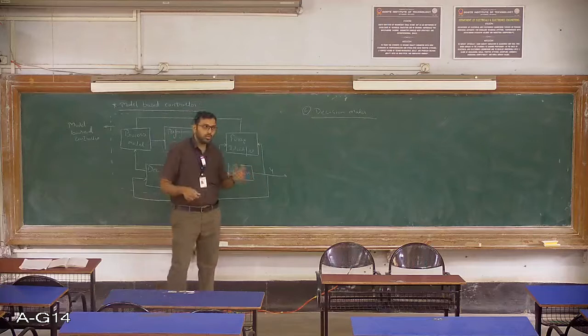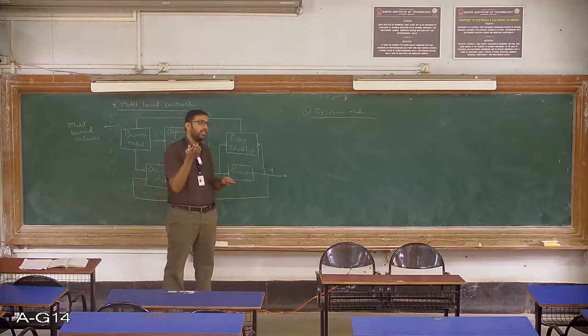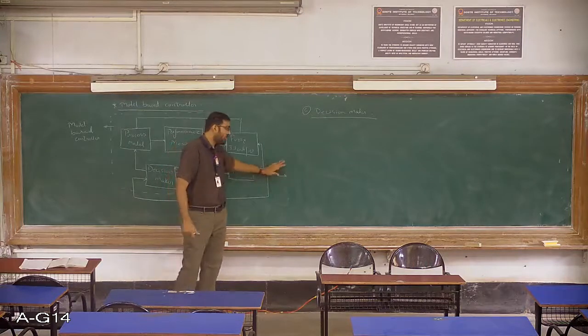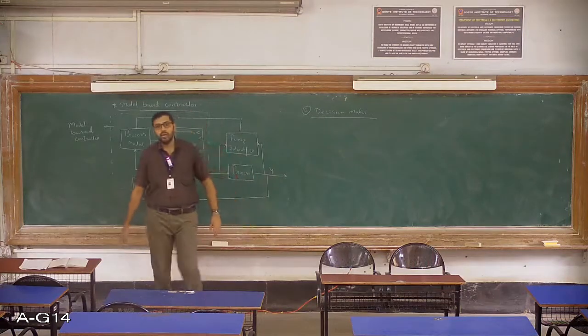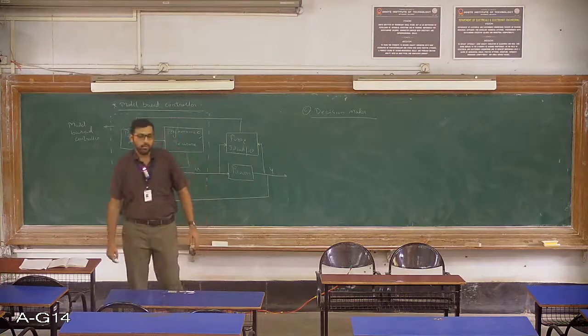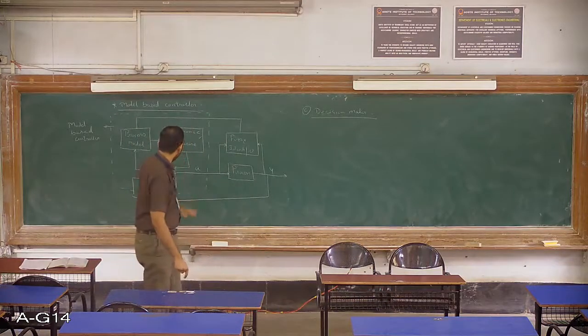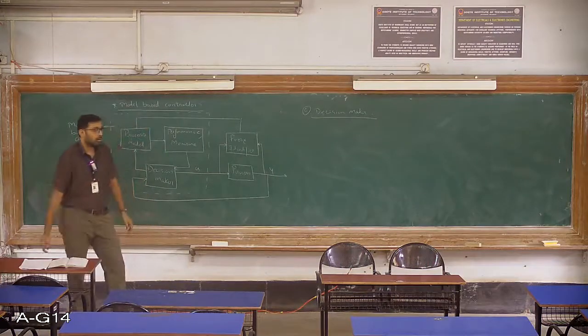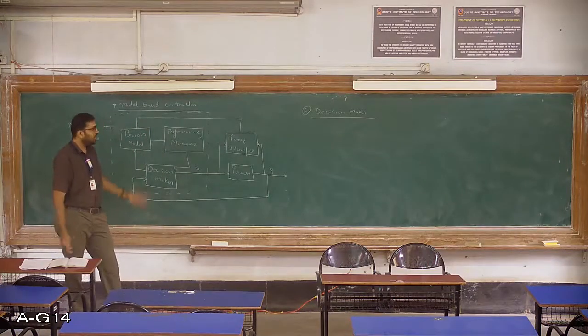So the process will increase the voltage by a certain value depending upon the value of U, and make sure the output is at the required value, that is 1500 RPM. This is how the entire system works, this is our model based controller. I hope this is clear to everybody.